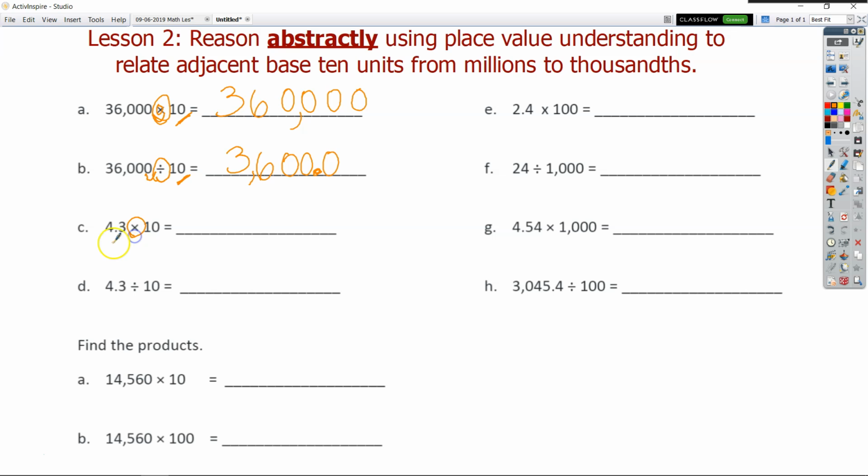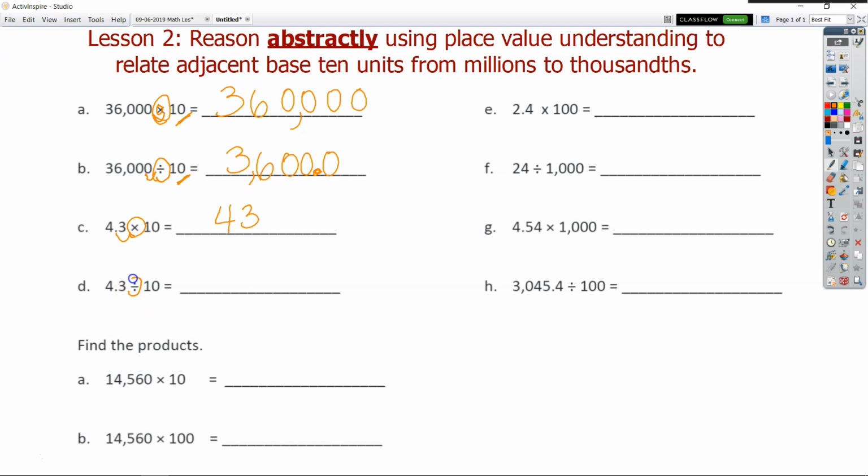Let's continue looking at C here. So we're multiplying. We know this 4 and 3/10 is going to get bigger by one place value. So this 4 is going to move from the ones place to the tens place, and the 3 is going to move from the tenths place to the ones place, making it 43. 4 and 3/10 times 10 is equal to 43.